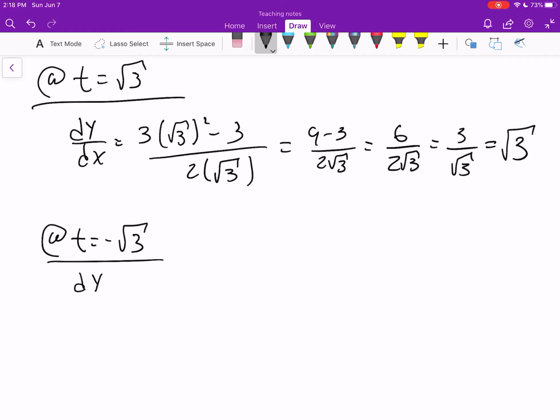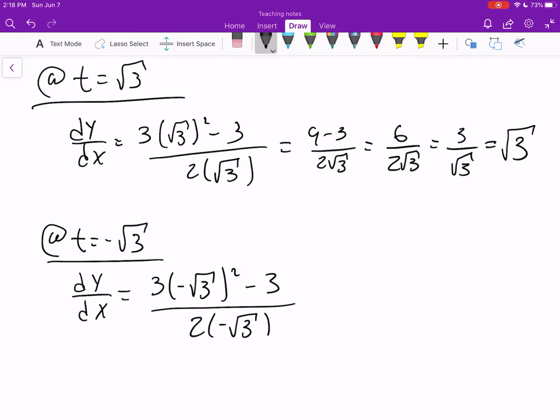At t equal to negative square root of 3, I'm going to get dy/dx equal to 3 times negative square root of 3 squared, minus 3, divided by 2 times negative square root of 3. And this is the same equation as above with just a minus sign in the bottom, because when you square that term, that minus radical 3 squared is going to be positive 3 in that case. So when you do all this math, this ends up coming out to negative square root of 3.